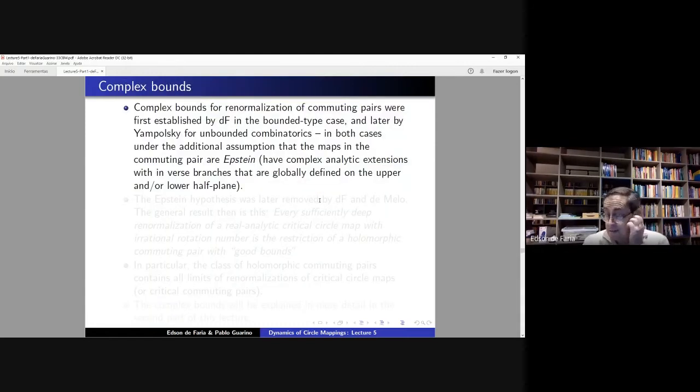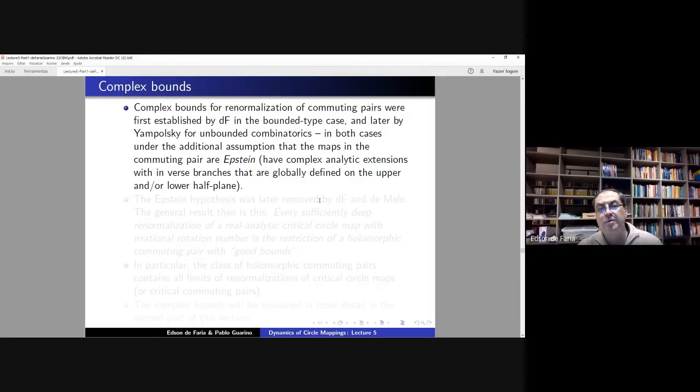So anyway, the other thing you can prove is that there are complex bounds for renormalization of commuting pairs. So you can start with say a real analytic critical circle map, and you start renormalizing it. So I'm thinking of it as having irrational rotation number as always. So it's infinitely renormalizable. So I start renormalizing it, and after finitely many renormalizations, I arrive at a situation where the critical commuting pair that defines the renormalization is actually the restriction of some holomorphic commuting pair. Okay, so this is the contents of the complex bounds.